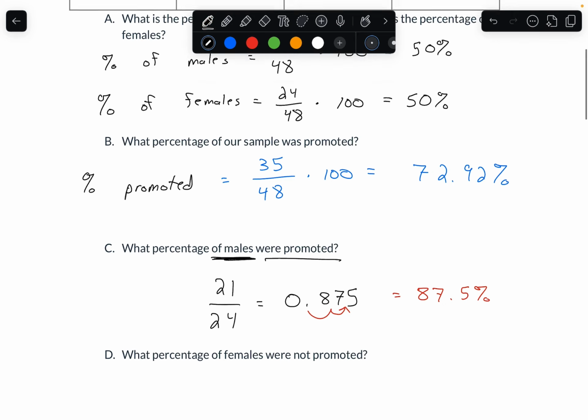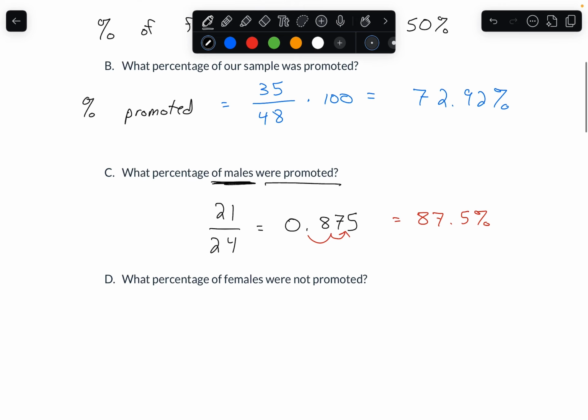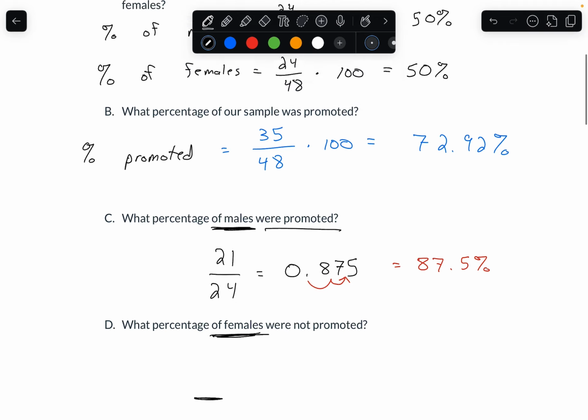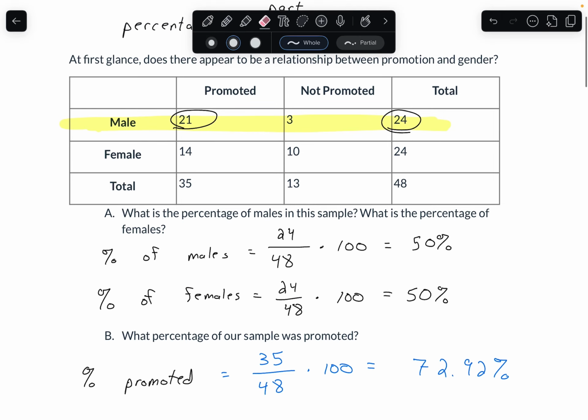We'll look at the last example down here, part D. It says what percentage of females were not promoted. So again, I'm not going to be dividing by my overall total. I'm only looking at the females in order to answer this question. What is the total number of females that are in this particular study? So of females, we're looking at this row right here, and the total number of females that I have within this table is 24.